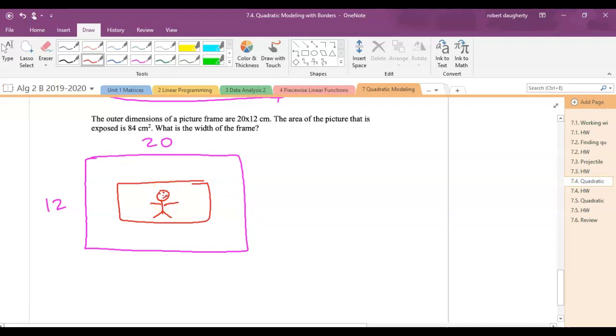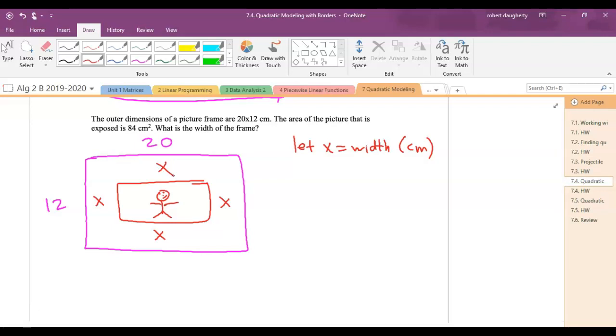Now in all of these, I'm going to let x equal what? Yeah. So let x equal the width, and this happens to be in centimeters. So that tells me that this distance from here to here, this is x, x, x, and x. That's the width all the way around. Now, what do I know that I haven't used? The area of the picture is 84 square centimeters, but I don't know the dimensions of the picture. But I can write an expression that tells me.